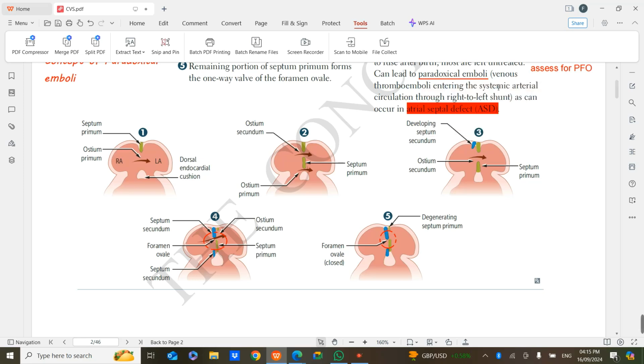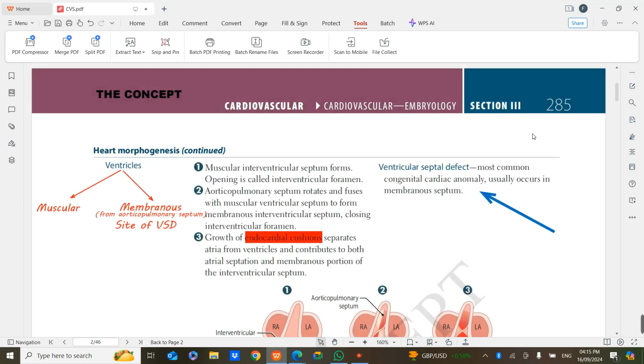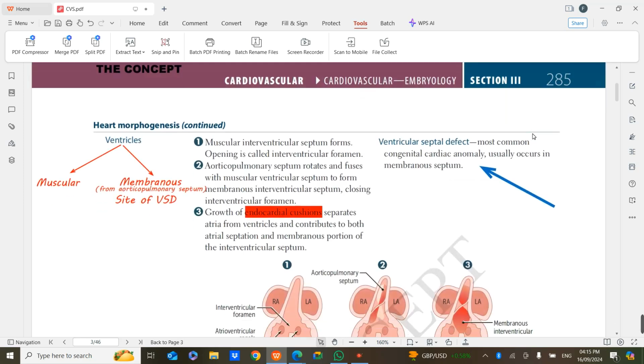Please just note this paradoxical emboli. A patient with a venous thrombus that is now developing something like arterial stroke or something like that, you see that kind of question, just move towards the paradoxical emboli, patent foramen ovale. Now that is for the atria. So all the questions they are going to be setting on that, they won't really go beyond that.